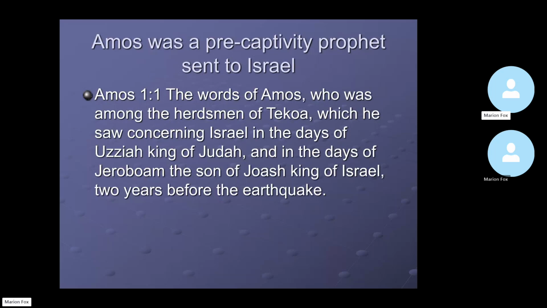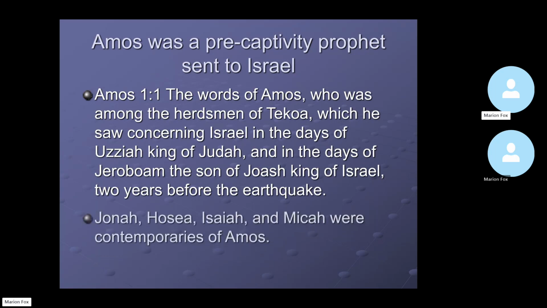Words of Amos, who was among the herdsmen of Tekoa, which he saw concerning Israel in the days of Uzziah, king of Judah, in the days of Jeroboam, the son of Joash, king of Israel, 2 years before the earthquake. What we know here is it was during the days of Uzziah, so we have to get our time frame a little bit, and the days of Jeroboam. So we have those two men. This would not be the first Jeroboam, this would be Jeroboam the second. There were two kings named Jeroboam in the northern 10 tribes. This is the second one.